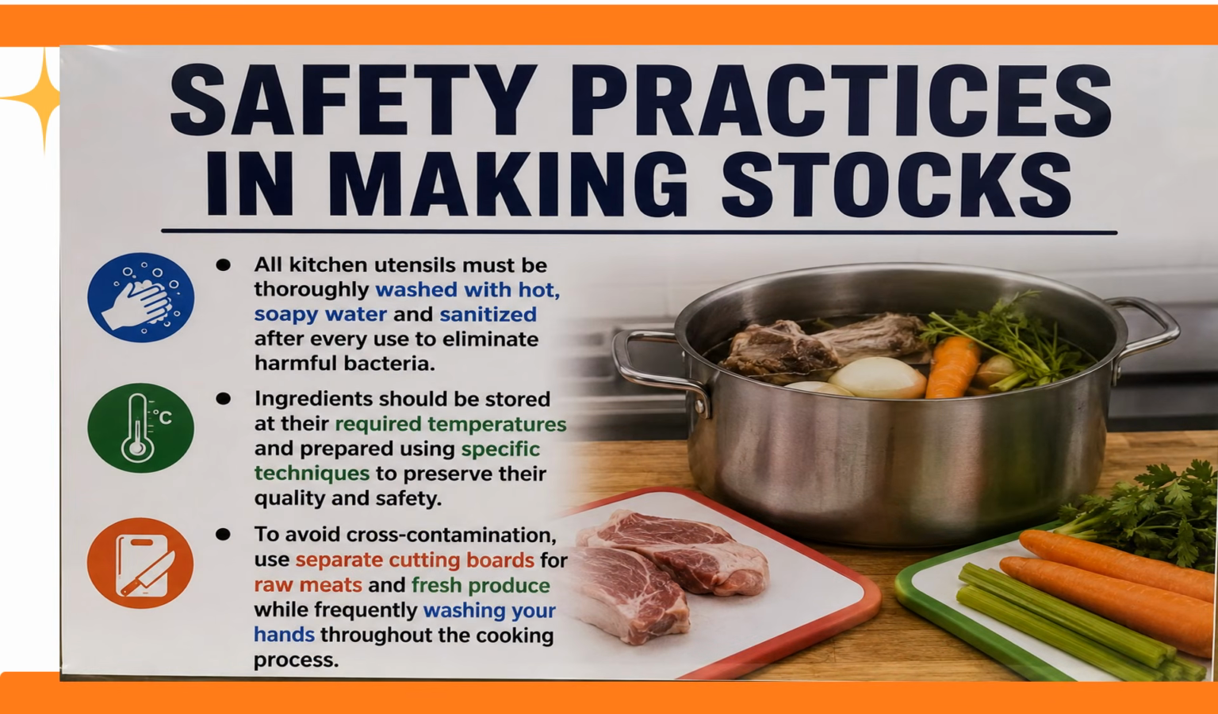Safety practices in making stocks: all kitchen utensils must be thoroughly washed with hot, soapy water and sanitized after every use to eliminate harmful bacteria. Ingredients should be stored at their required temperatures and prepared using specific techniques to preserve their quality and safety. To avoid cross-contamination, use separate cutting boards for raw meats and fresh produce while frequently washing your hands throughout the cooking process.